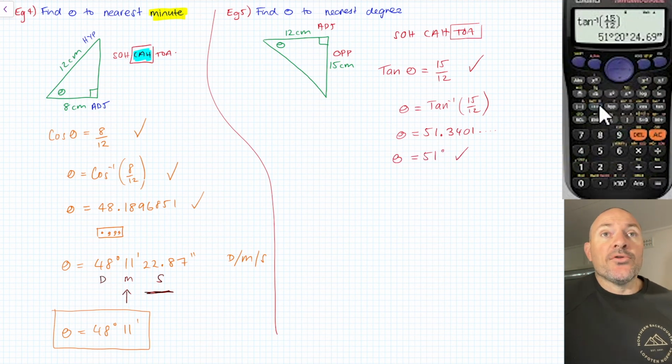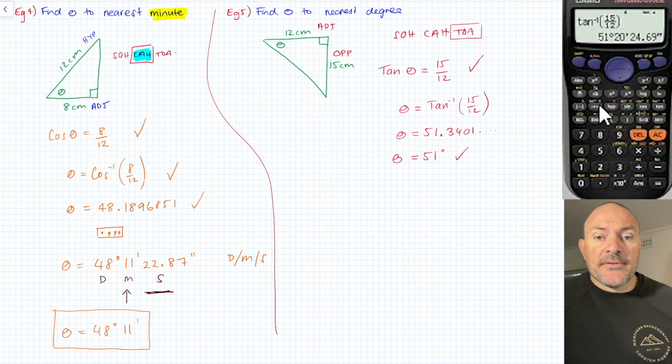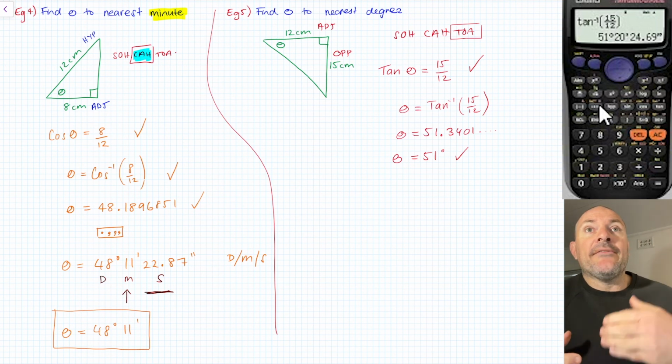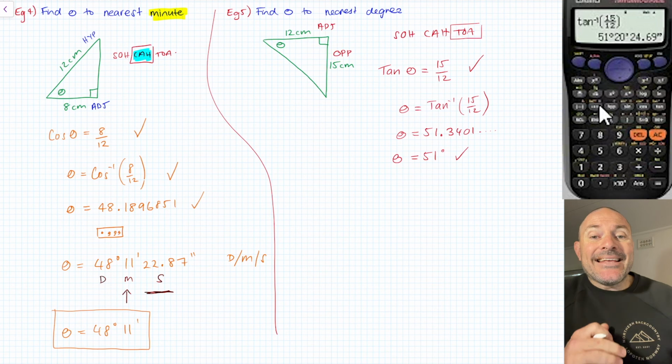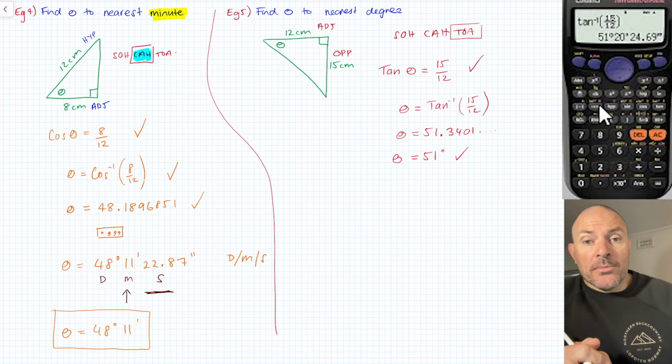Now, of course, I could press my degree button and it says 51 degrees, 20 minutes. Of course, 20 minutes is less than 30 minutes, so it stays at 51. I wouldn't bother doing that if it's the nearest degree. Only if it's to the nearest minute, I would bother pressing that little degrees button. Gents, that is finding the angle of a right angled triangle using trigonometry.